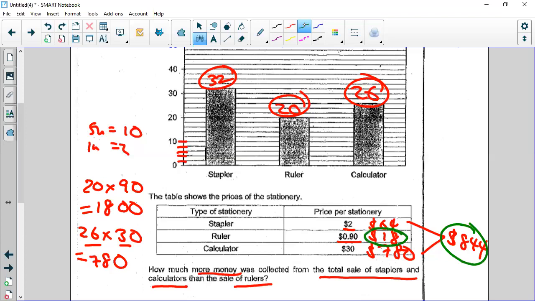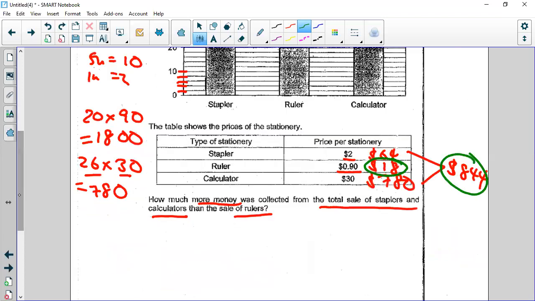Then how much more is the total sale of staplers and calculator than the rulers? How much more? So you have to minus. Okay, every time you see how much more, then you minus. So you take 844 minus what? 844 minus 18. Okay, so it's not really very hard. It's quite, unless you don't understand what the question is saying. Otherwise, quite easy to do. $826 more.